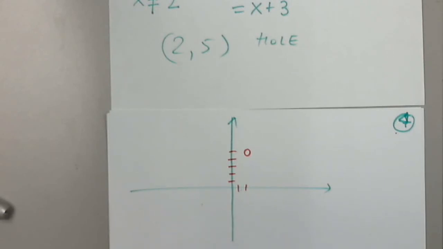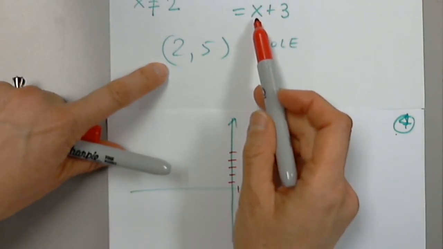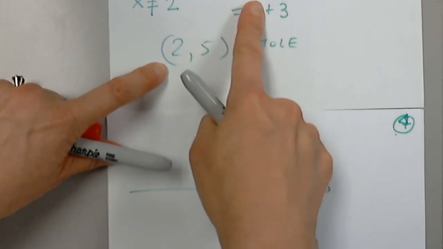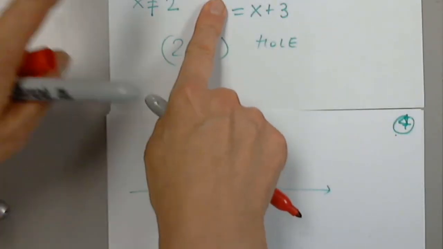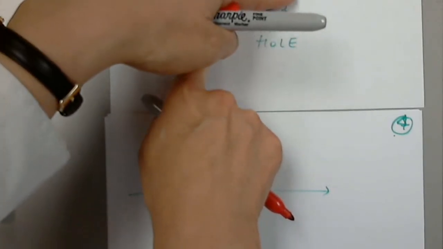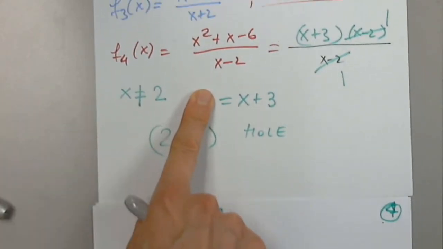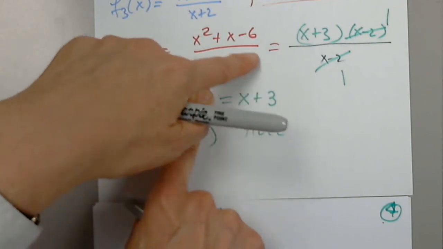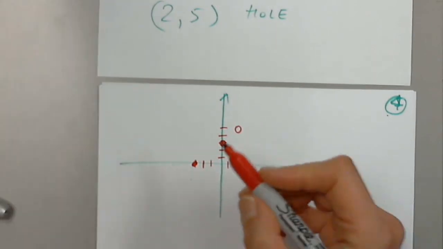Okay? So the hole at 2 comma 5. When x is 0, how much is y? 5. When x is 0, how much is y? Good. When y is 0, how much is x? I'm sorry. When y is 0, how much is x? Very good. Awesome. Here's the graph.